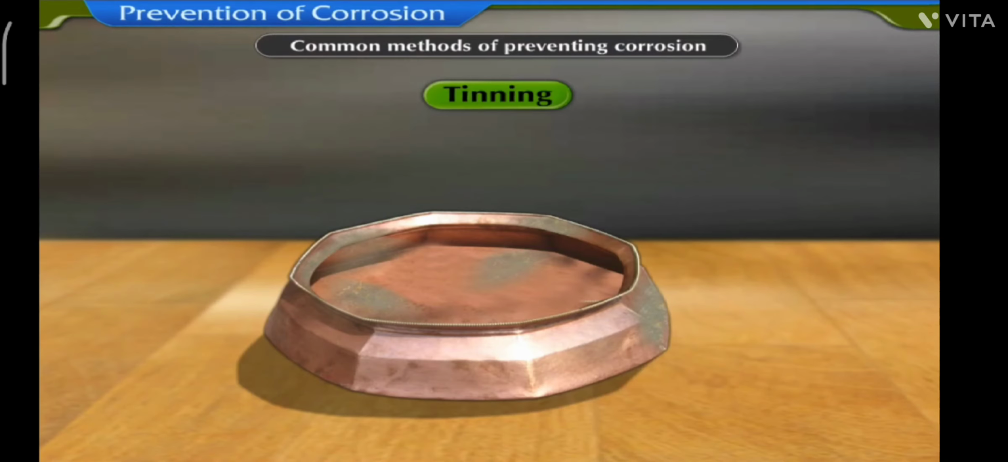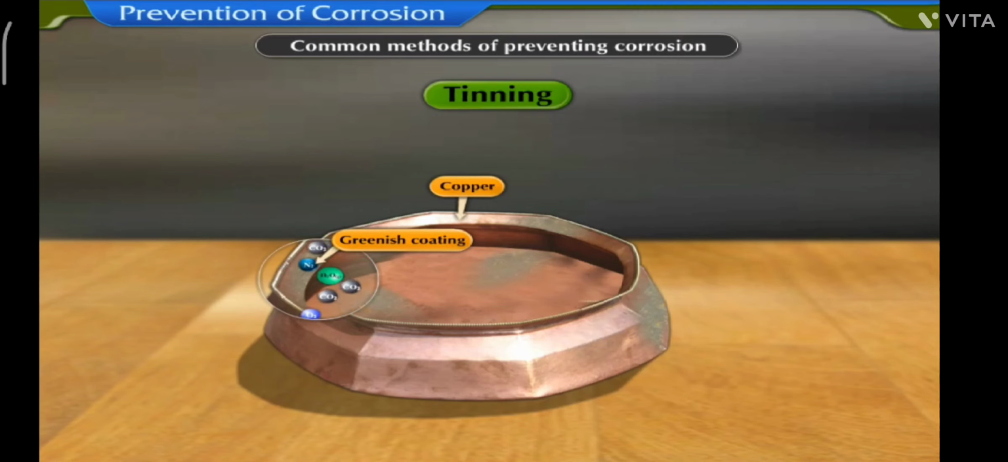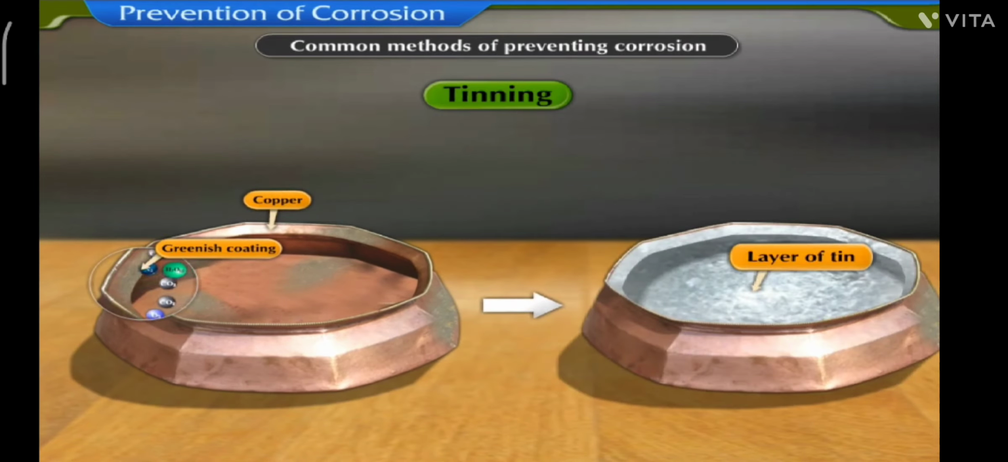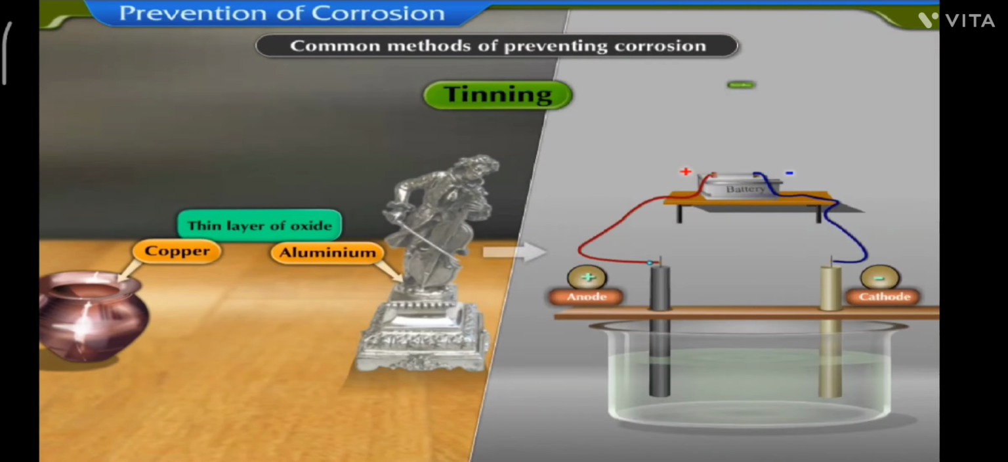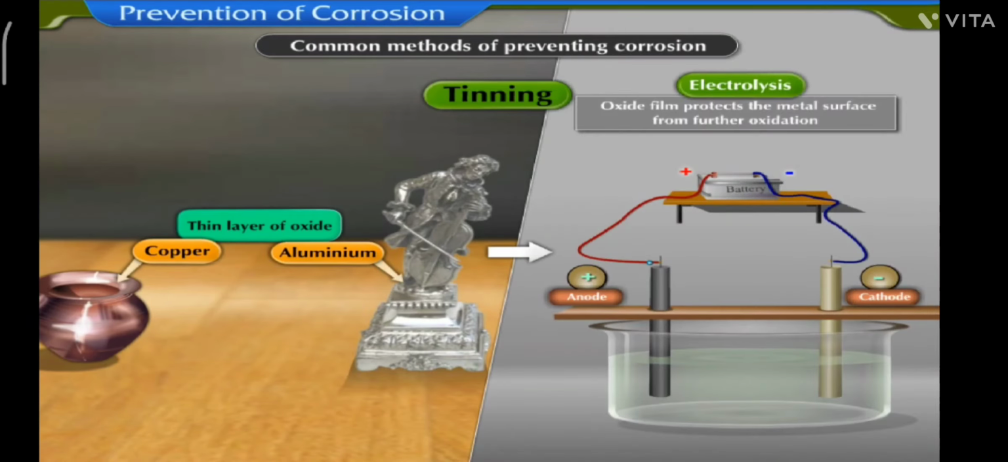Tinning is another method used to prevent corrosion. Cooking vessels made of copper or brass often develop a greenish coating over them due to corrosion. This layer is poisonous. If copper or brass vessels are coated with a layer of tin, the vessels can be protected from corroding. Metals like copper and aluminium can be coated with a thin, strong film of oxide on them by the process of electrolysis. This oxide film protects the metal surface from further oxidation. Anodizing is one such technique used for this purpose.